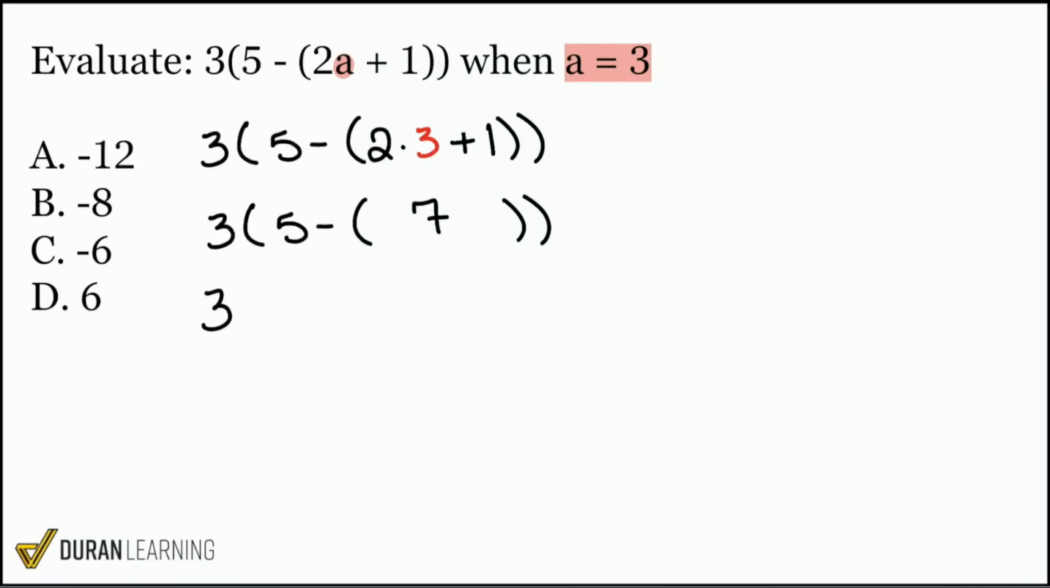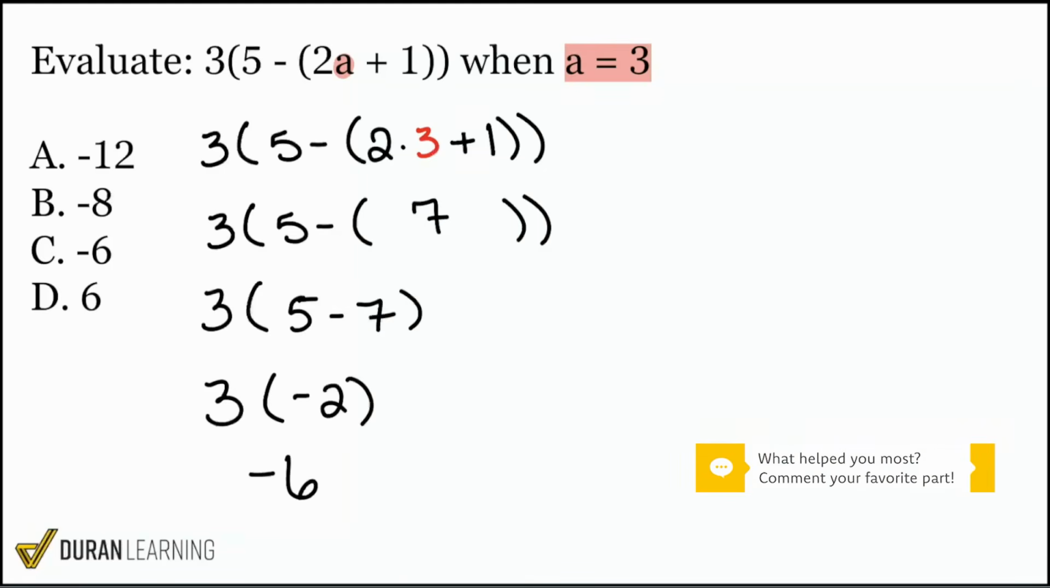So we have 3 multiplied by 5 minus 7. 5 minus 7 is going to be 2, but it's going to be negative 2. So we have 3 times negative 2, and then 3 times negative 2 will be 6, but it will be negative 6. And there we are. Our final answer here, my party people, is negative 6, which is answer choice C.